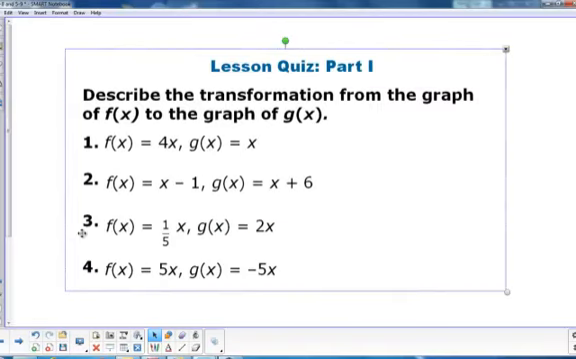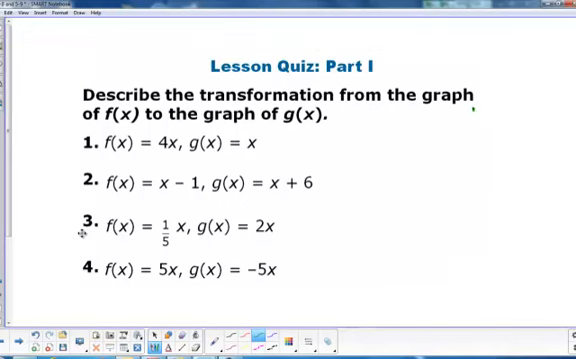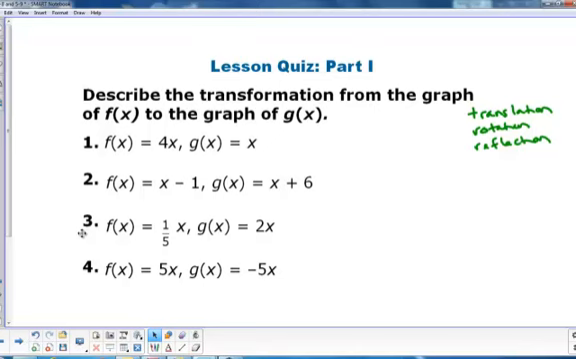All right, so it says describe the transformation. We're thinking, is this a translation, rotation, or a reflection? A translation is a slide. That's where you're adding or subtracting something. A rotation is a twist. That's where you're multiplying by something. And a reflection is a flip. And that's where you're multiplying by a negative.